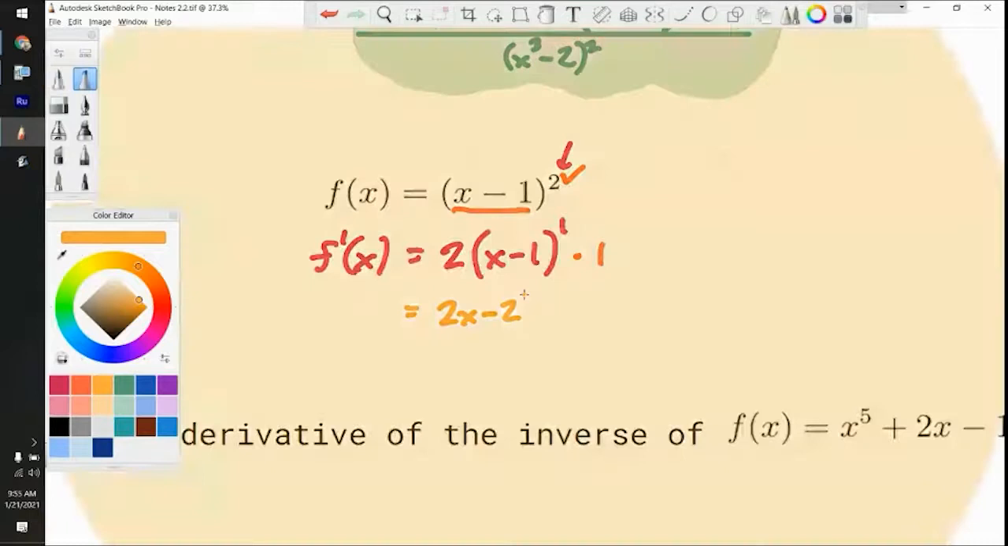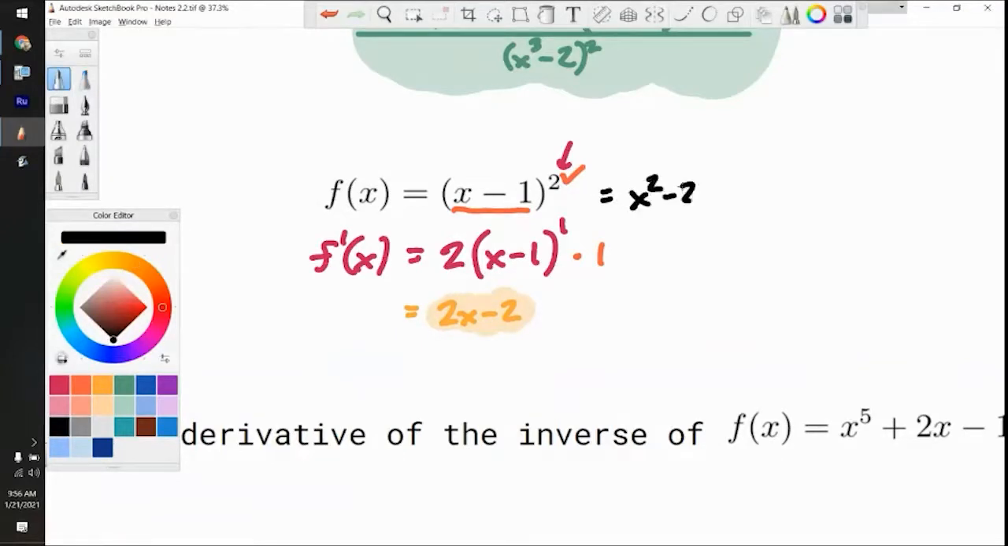Now you might be thinking, couldn't I just expand out the original and then do the derivative of that? Yeah, you could do that. This derivative would be 2x minus 2, which matches it. Cool. If it's squared, you can do that. AP is not going to give you one that's squared, though. They'll give you something like this.